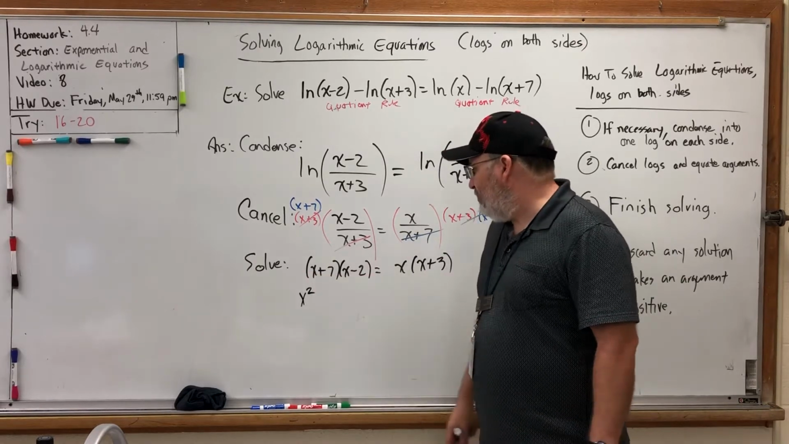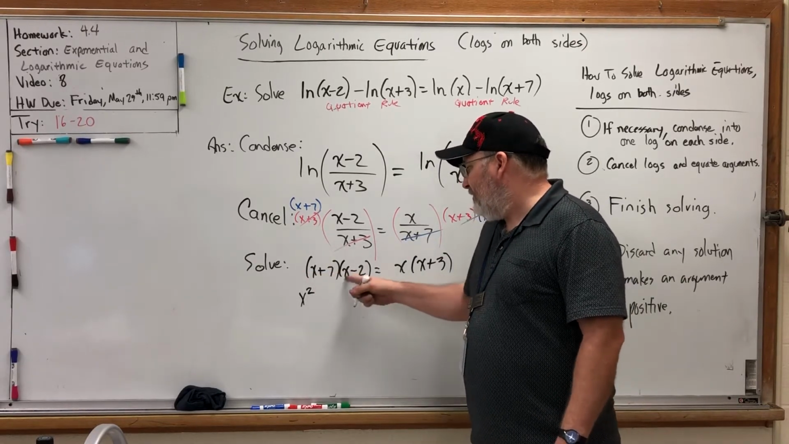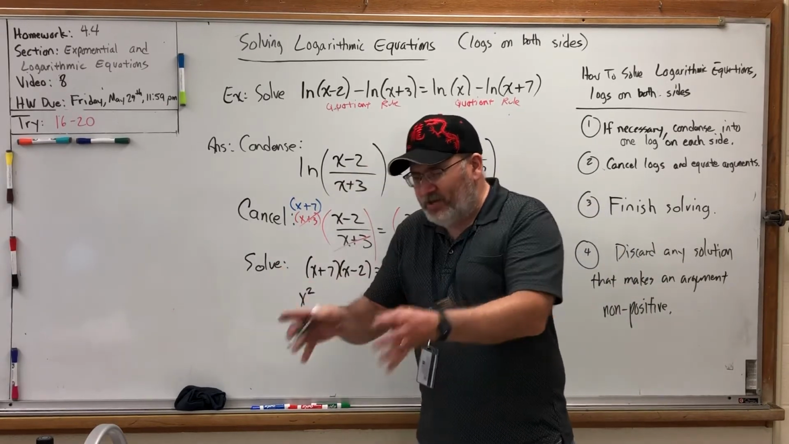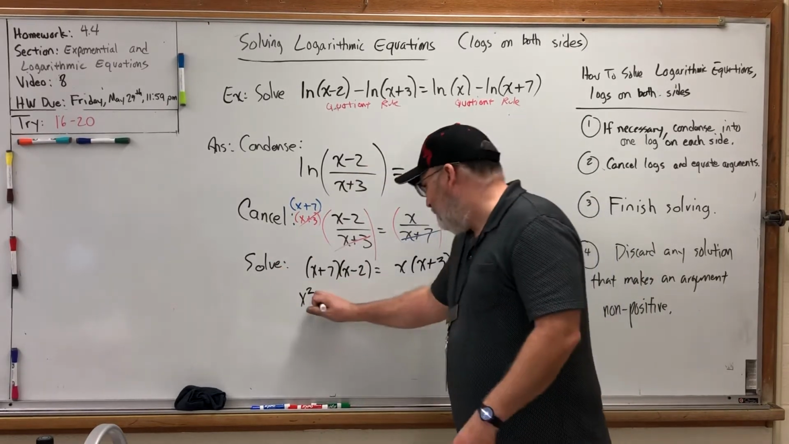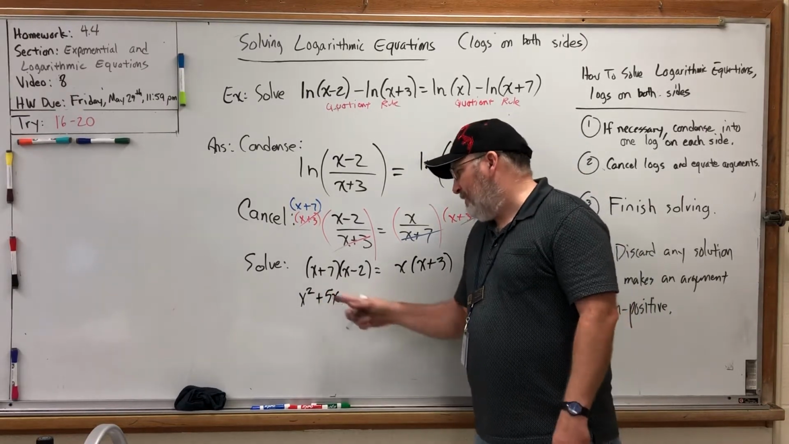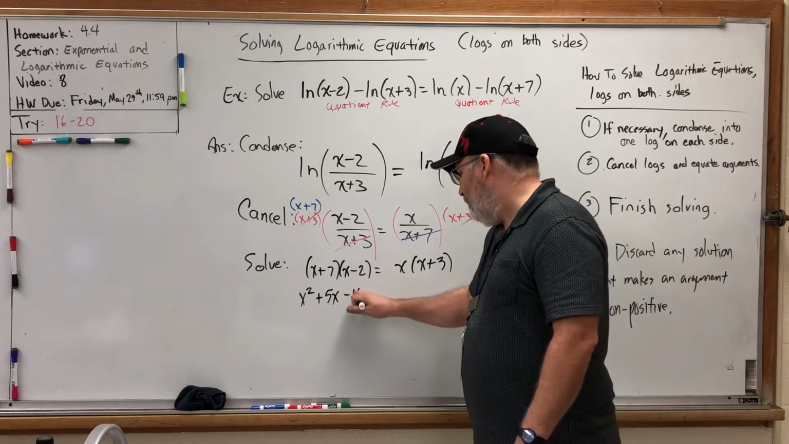X times negative 2 is negative 2x. Positive 7 times x is positive 7x. Negative 2x's and positive 7x's is positive 5x's. And then the last part of FOIL is positive 7 times negative 2, which is negative 14.